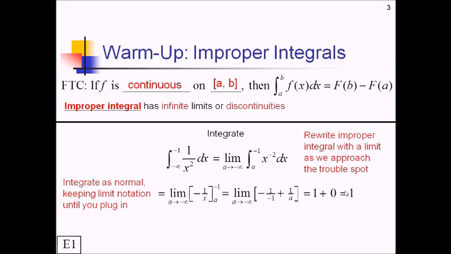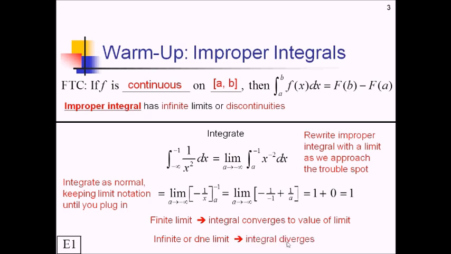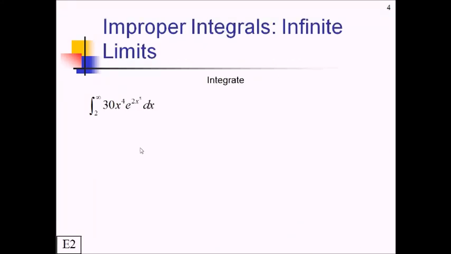So let's talk about what this result means. If you get a finite limit, because all we actually did here was take a limit, that means that your integral converges to the value of that limit that you just got. This number here is the value of this integral here. But let's say you get either an infinite limit or a limit that does not exist for some other reason. Well, in that case, we would say your integral diverges, which is to say your integral has no value. So here's another example for you to try. Pause the video and get as far as you can on this one.